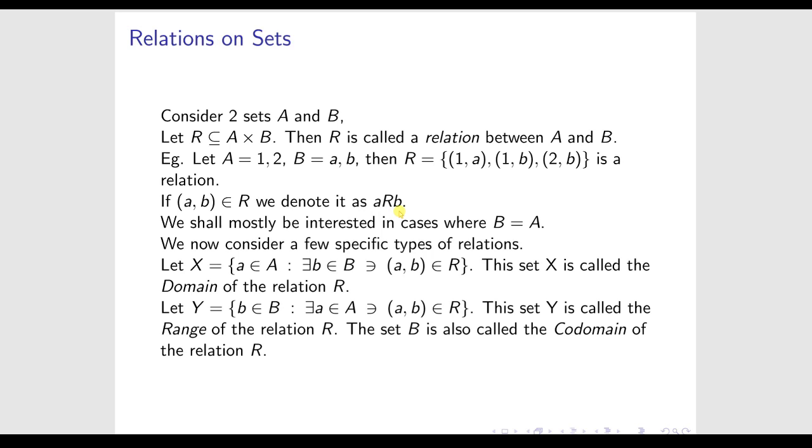We shall mostly be interested in cases where B is equal to A, that is R is a subset of A cross A. We will consider a few specific types of relations, but look at these definitions first. X equal to the set of all a in A such that there exists a b in B such that the ordered pair (a, b) belongs to R. This set X is called the domain of the relation R. Consider the set Y, which is the set of all b belongs to B such that there exists an a in A such that the ordered pair (a, b) belongs to R. The set Y is called the range of the relation R. The set B is also called the codomain of the relation R.